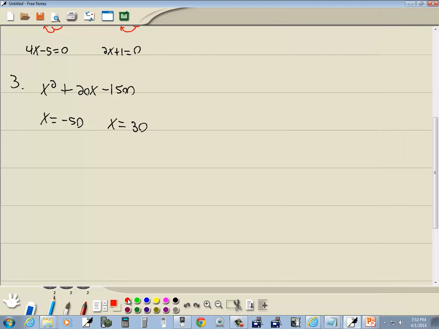Now, again, two guidelines are we don't want any fractions. Don't have any. And we want 0 on the right side. So I'll take this negative 50, move it over. And I'll take this 30 and move it over. So that's going to give us x plus 50 is equal to 0, and x minus 30 is equal to 0. Again, once you got rid of the fractions and you got 0 on the right side, that's your answer. So this factors as x plus 50 times x minus 30.